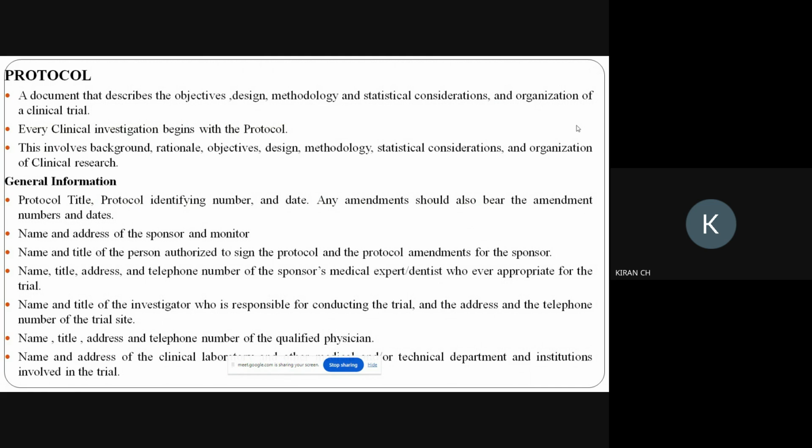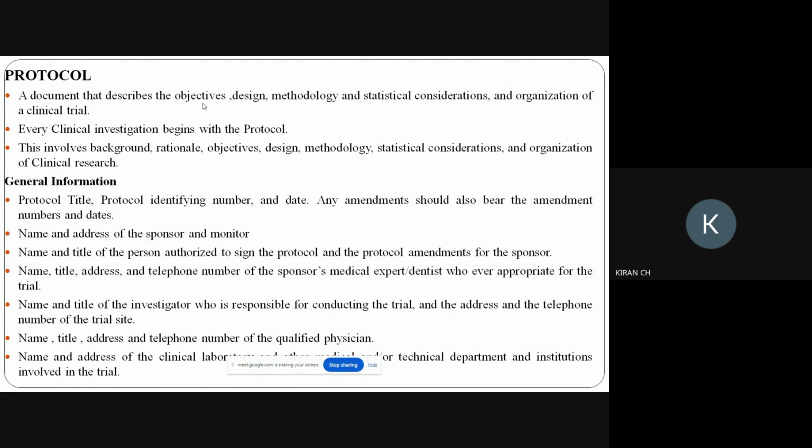That's the reason, as you can see, it is a document that describes the objectives, what is the main objective of our study, what is the design of the study, and what is the methodology, and how we calculate the results we get from the study using statistical considerations, and the complete organization of the clinical trial. How we are going to do the clinical trial, everything will be mentioned in the protocol.